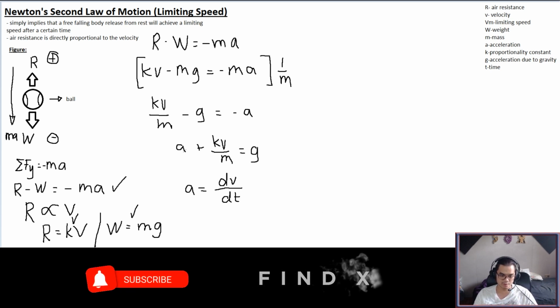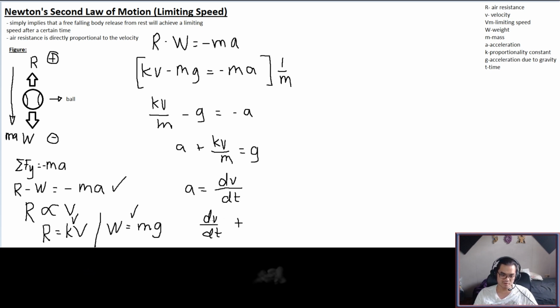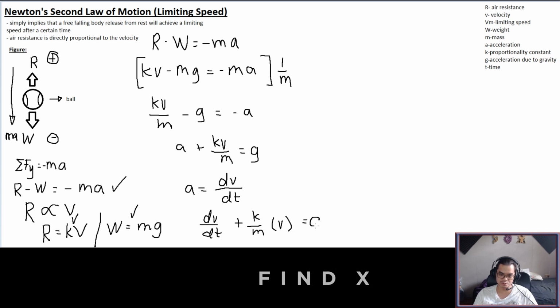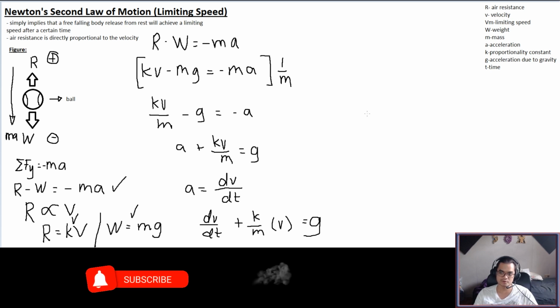So going with this one, let's substitute the value of a, or dv over dt. Replacing a, you'll have dv over dt. The derivation of the formula for this one is quite long, so bear with me. Plus, as you can see now that dv, therefore your v will be our variable. I will just isolate v also here. So this will become k over m v equal to g.